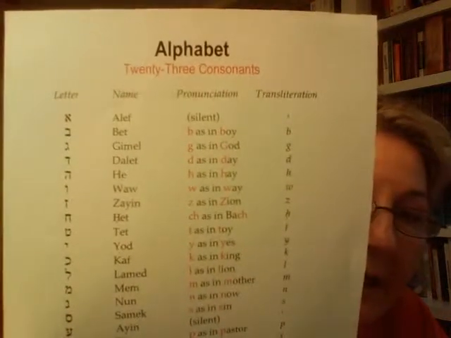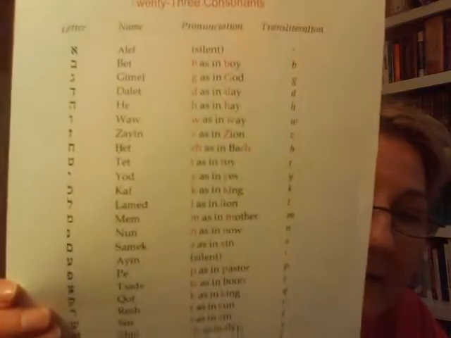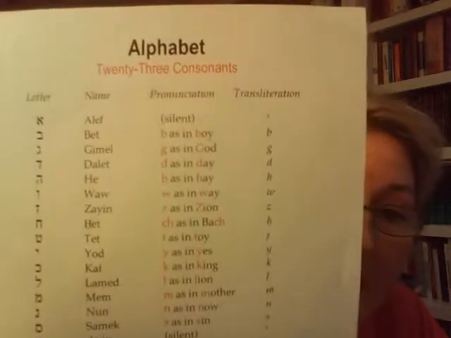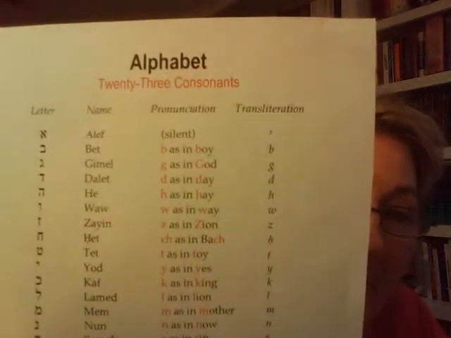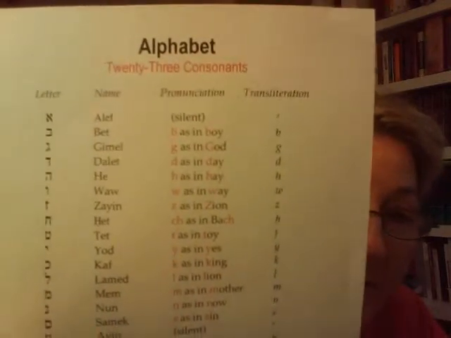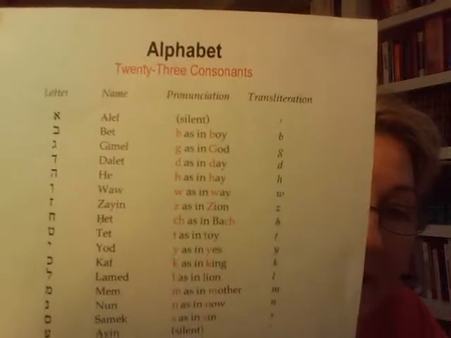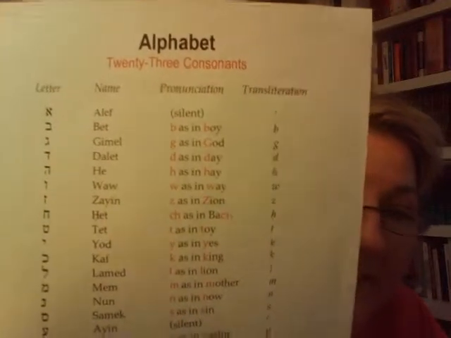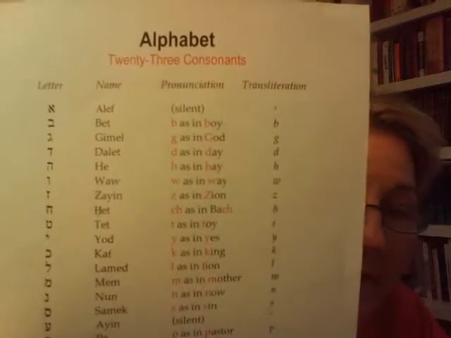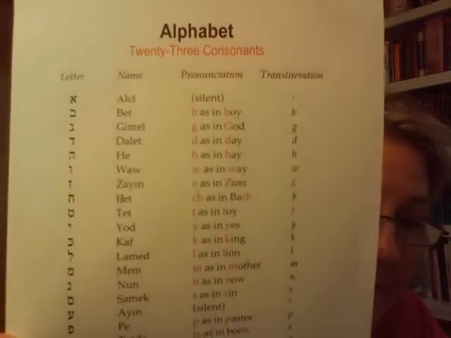And it's really very difficult to distinguish the difference between the tet and the ta because they're two different letters, but they have the same identical sound. Then there's the yod, which is the smallest letter of the Hebrew alphabet. It has the Y sound as in yes. Kaf has the K sound as in king. The lamed, the L sound as in lion. Mem, M as in mother.